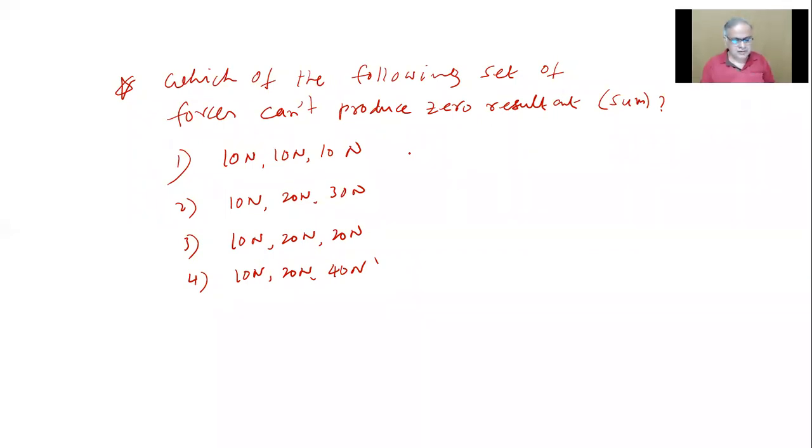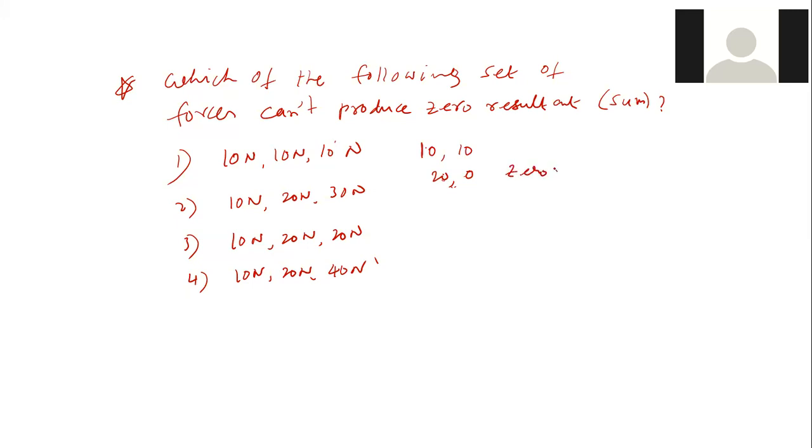If you take any two forces and add them, 10 and 10, I'll take. The maximum will be 20 and the minimum will be 0. So if we oppose the other force, we can get 10, which means there can be 10 in the middle, right? Some angle, this 10 can be opposite to this 10. Then we can get 0. That's why this can produce 0. But the fourth case can't produce 0.